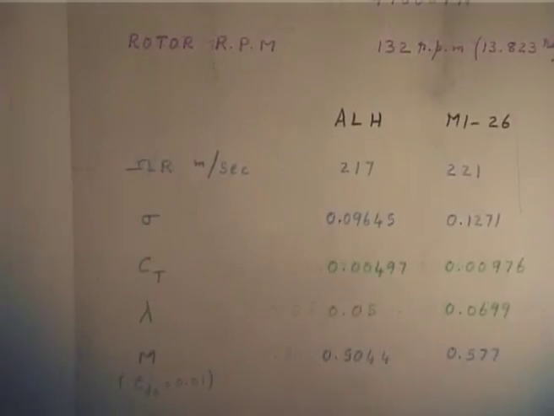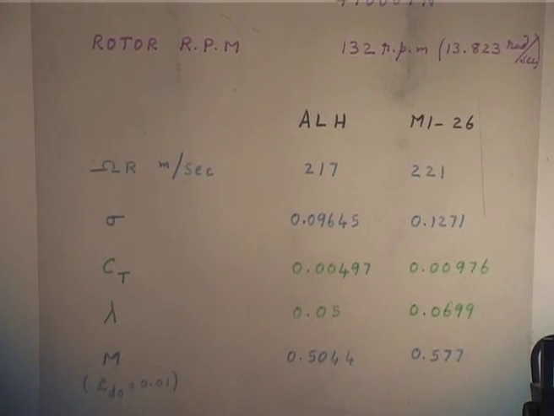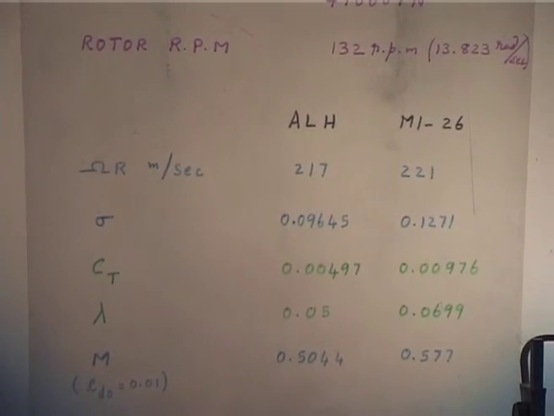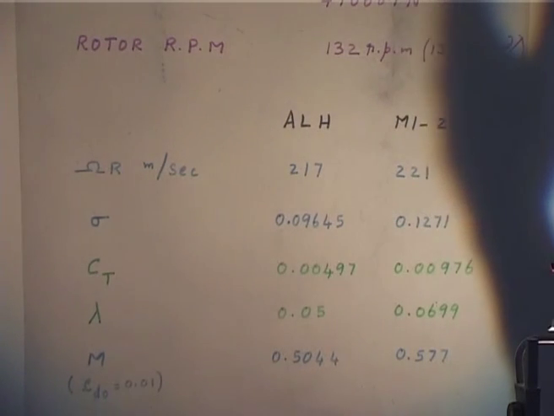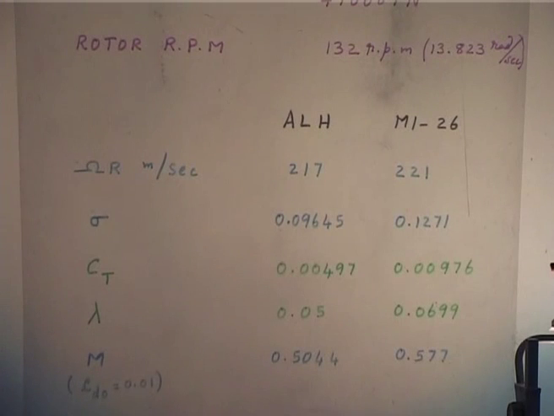This is just for information only, because you can collect the information from any two helicopters and start comparing them. If you collect several helicopters, then you will be able to have an idea of how these numbers will be. Now, we will go to the non-uniform inflow calculation.